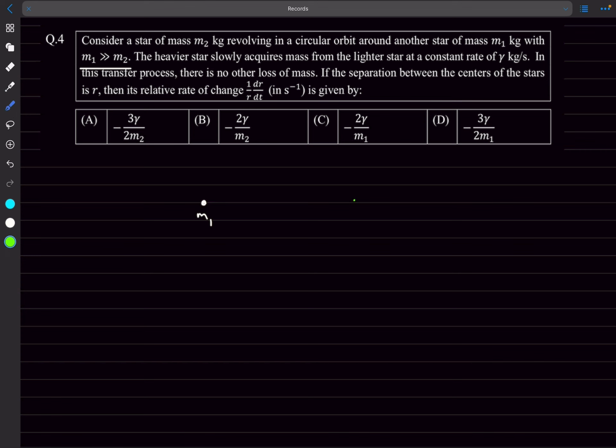So the motion that we are going to be observing is M2 moving around in a circular orbit where M1 almost remains fixed, in the frame of the center of mass, of course. As it's orbiting in a circular orbit, its speed will be the orbital speed, which is square root of G M1 by r. Now it's given that the heavier star slowly acquires mass from the lighter star at a constant rate of gamma. In the transfer process, there is no other loss of mass.